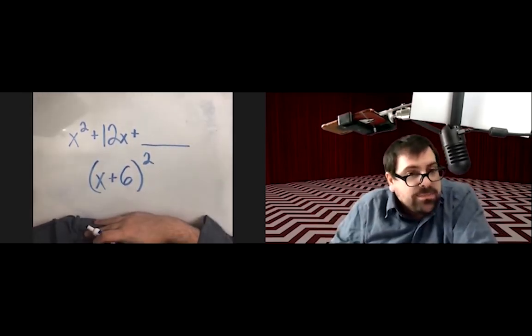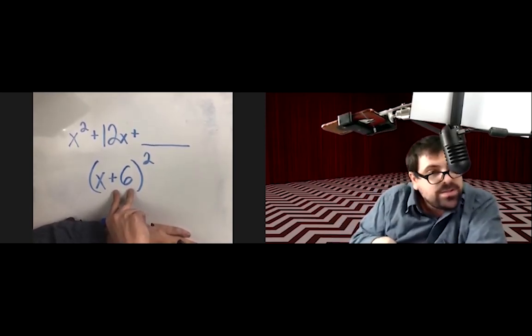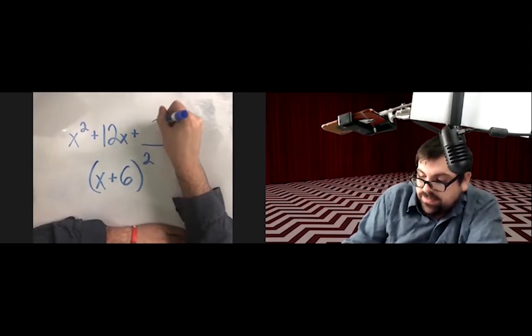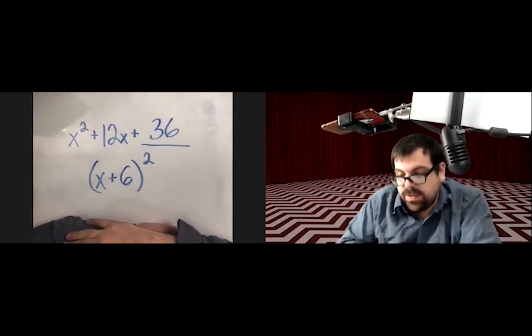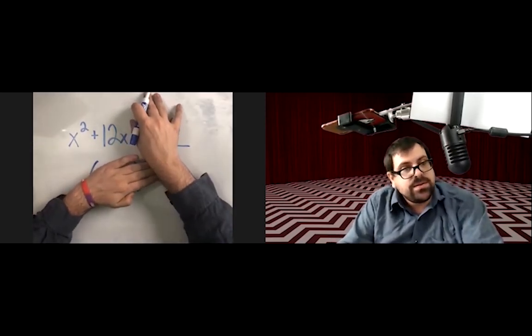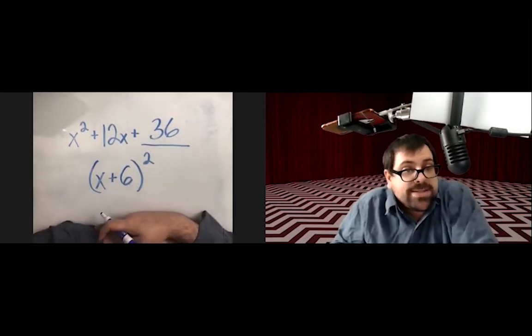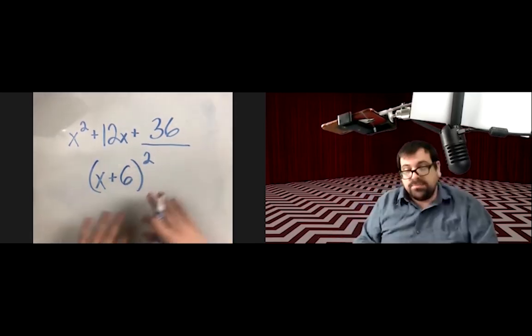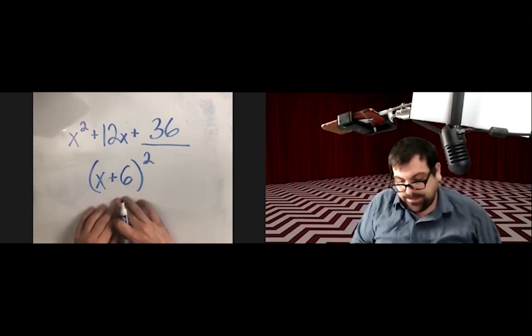This tells us how to complete the square. What's positive 6 squared? Positive 36. So if we had x squared plus 12x, the number that completes the square is 36. And the square that it completes is x plus 6 squared.